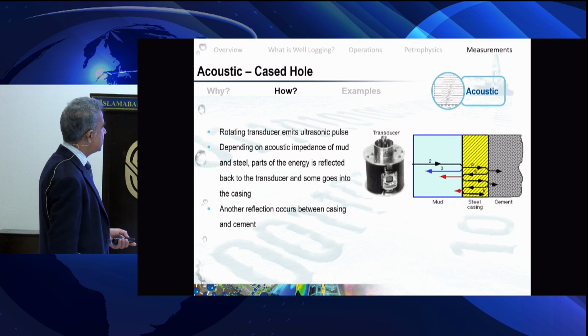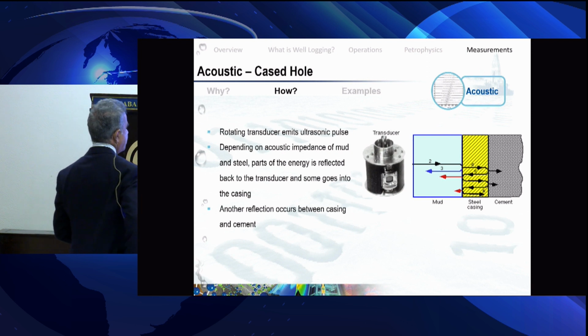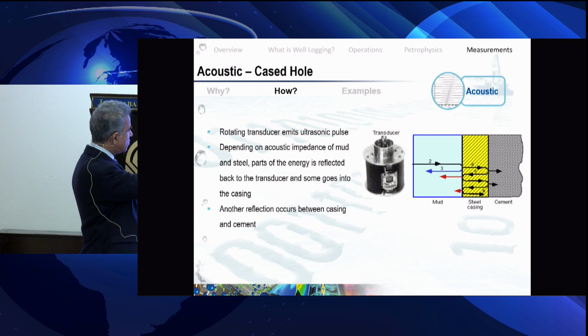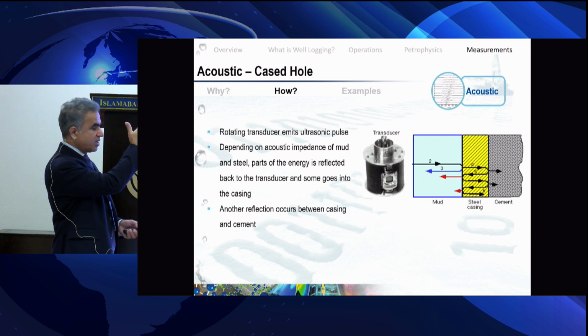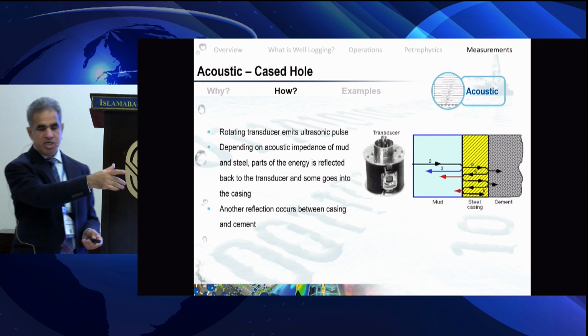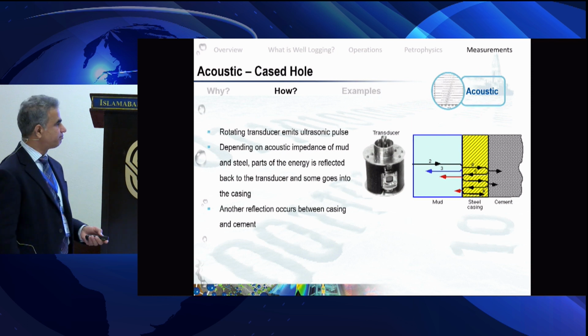So it emits an ultrasonic pulse, depending on the acoustic impedance of the mud and the steel pipe. Part of the energy is reflected back to the transducer, and some goes into the casing. Another reflection occurs between the casing and cement. So basically you have the casing-to-cement interface, and then cement to formation. You need to know all these interfaces, how well the cement is bonded with the casing, and then the cement with the formation.